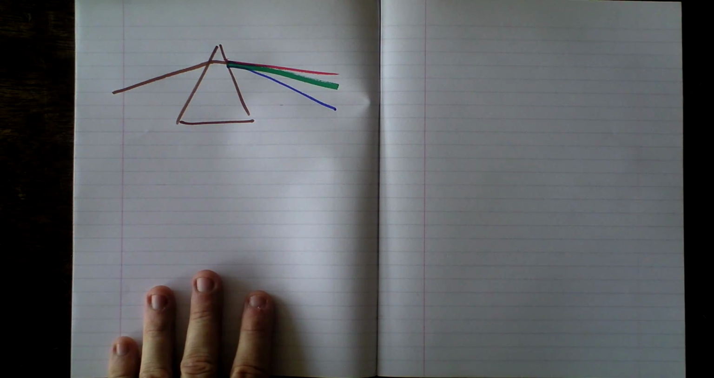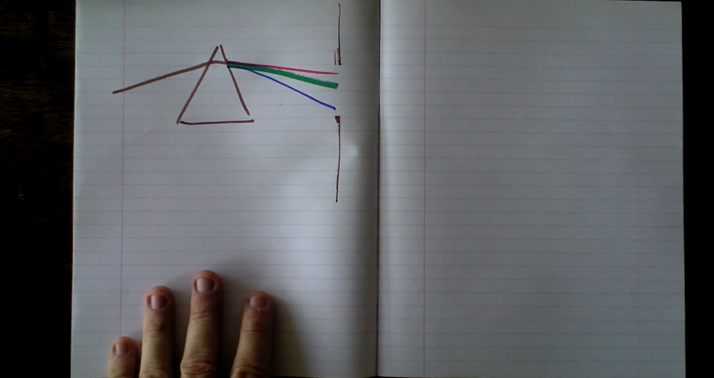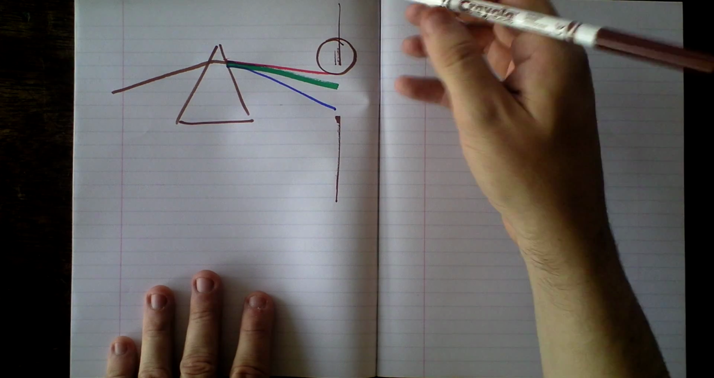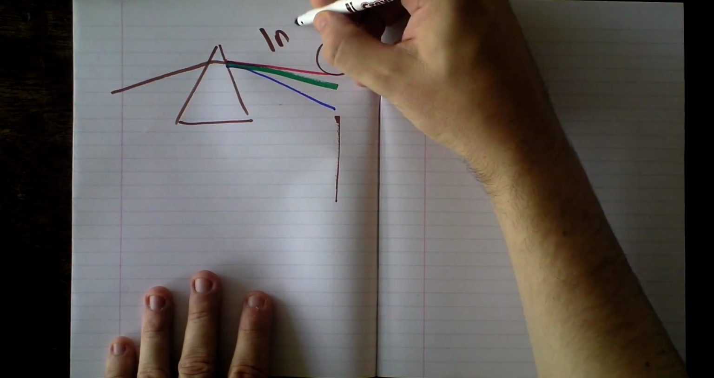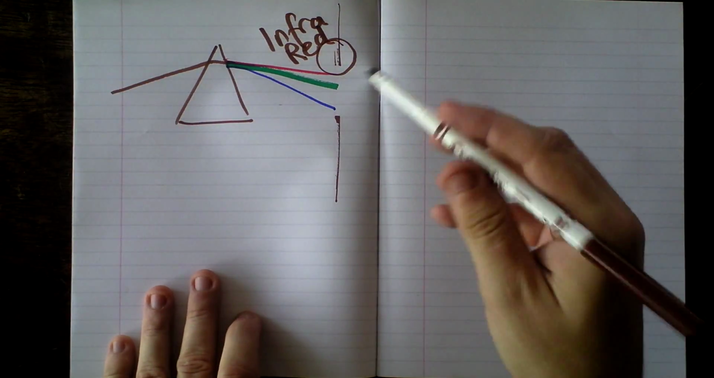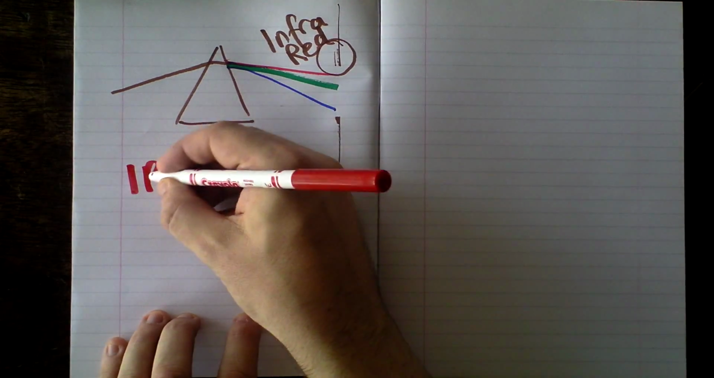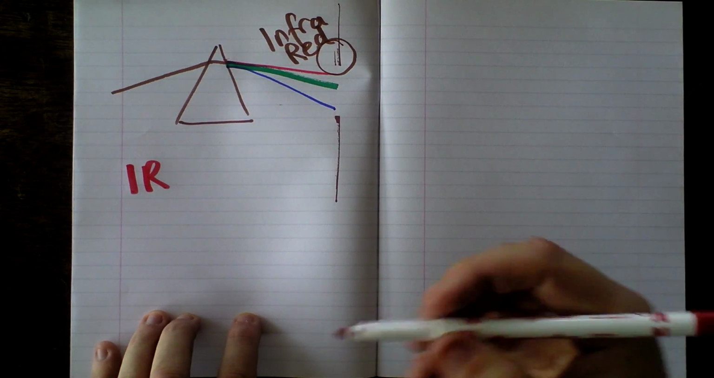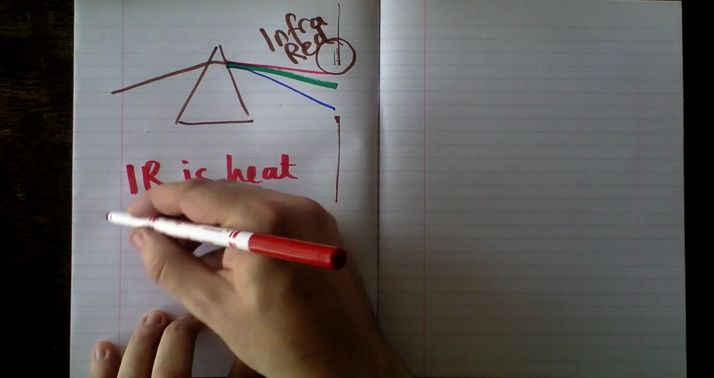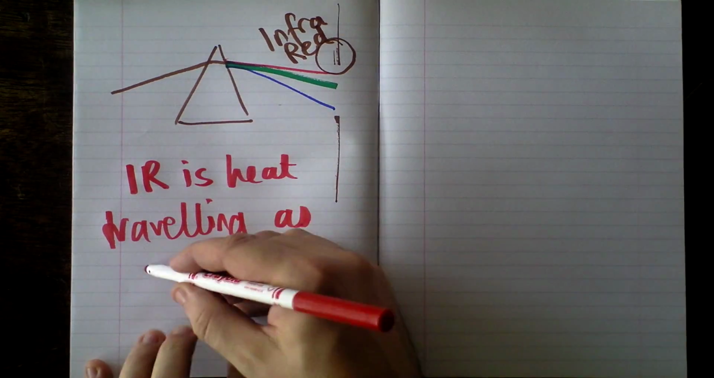What that album cover doesn't explain is that there's a whole range of invisible radiations on either side of the visible spectrum. And just in this range here, right next to red, very conveniently given how it's named, we have a region that we call infrared. Now, infrared radiation is really important. Infrared radiation, or IR, is one of the ways that heat can travel. So infrared radiation is heat traveling as radiation.